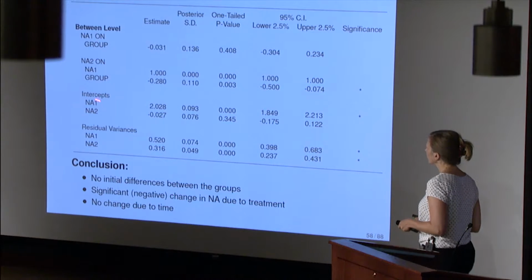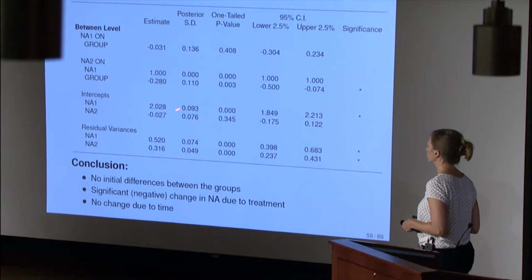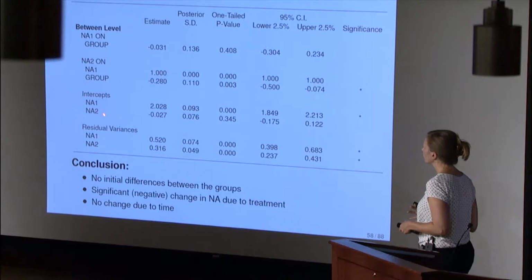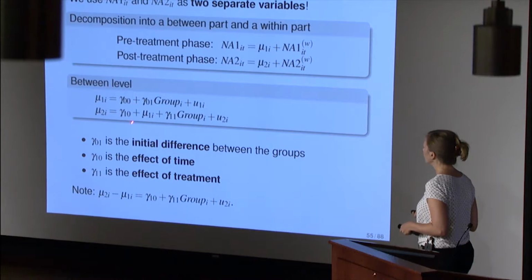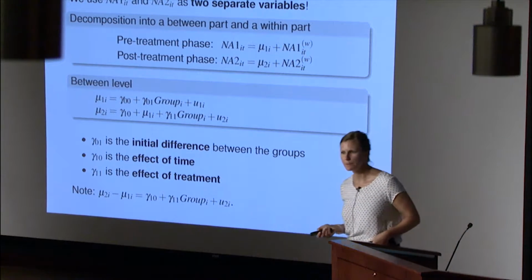The NA intercept here, of NA1, is just the overall group mean prior to the intervention. So that's not really an interesting thing in itself unless you really know the scale. The intercept of negative affect for the second phase, this one here, that would be the time effect. So that would be this parameter here, the gamma 1,0. If you rewrite it like this, you see it's the effect of time for the change. Does that make sense?